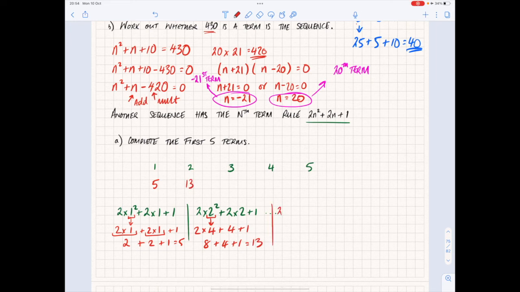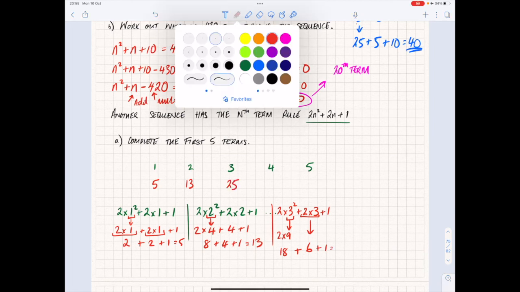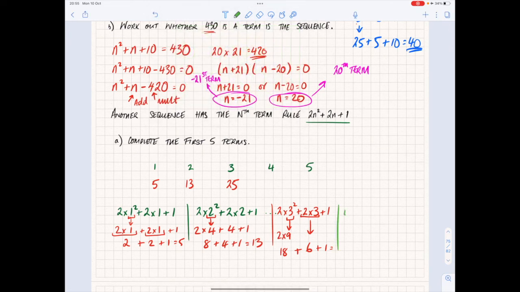Carry this on, 2 times 3 squared plus 2 times 3 plus 1. Well, that gives me 9. Times by 2 is 18. 2 times 3 is 6. 18 plus 6 is 24. Plus your 1 is 25. Let's change your colour. Then we're doing 2 times 4 squared plus 2 times 4 plus 1. Well, 4 squared is 16. 2 times 16 is 32. 2 times 4 is 8. Plus 1, 41.